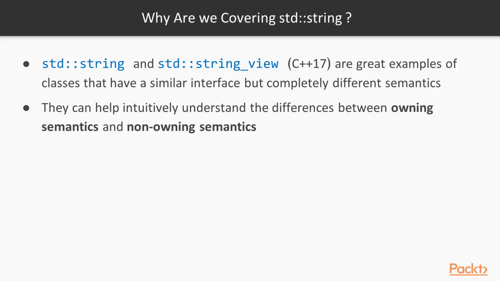You might be asking, why are we covering std::string again? Everyone should be more or less familiar with std::string and how it is used. However, std::string and the upcoming std::string_view introduced in C++17 are great examples of classes that have a similar interface but completely different semantics. We can use them to intuitively understand the difference between owning semantics and non-owning semantics for similar interfaces.